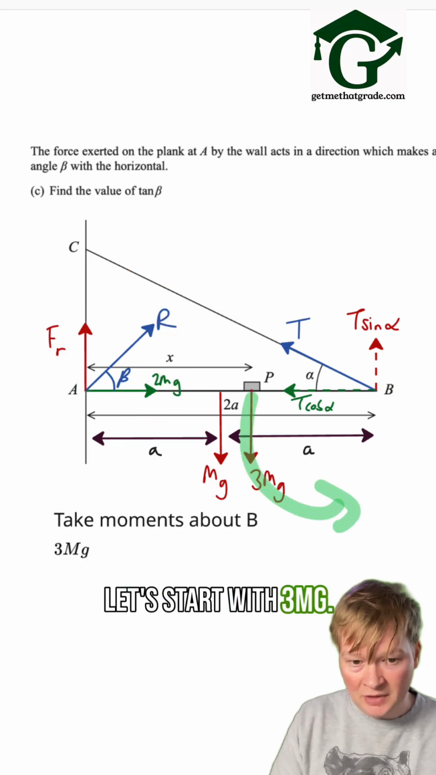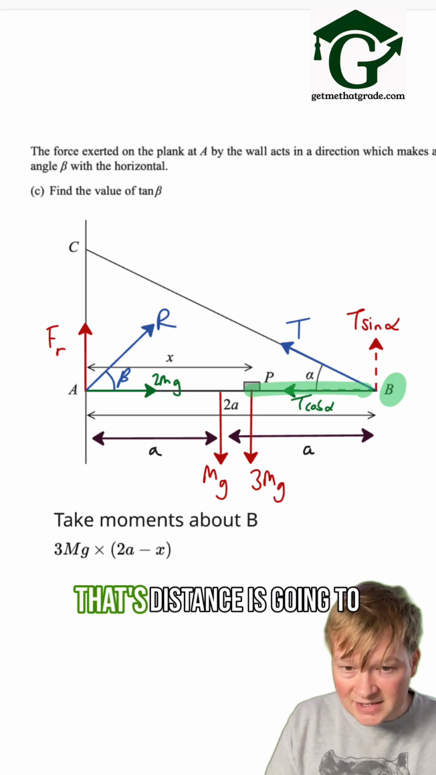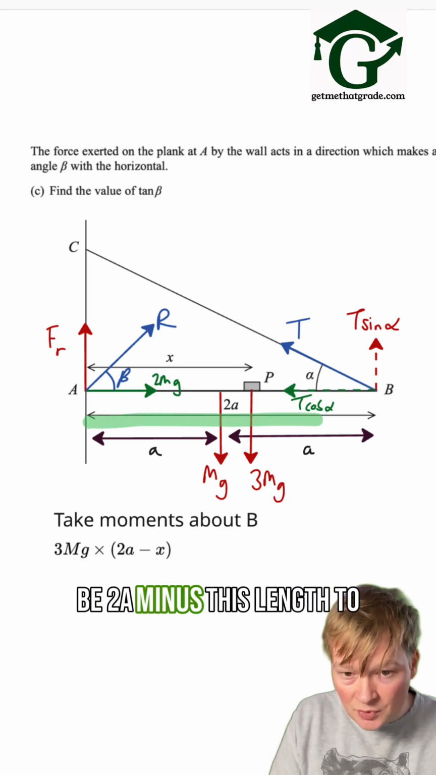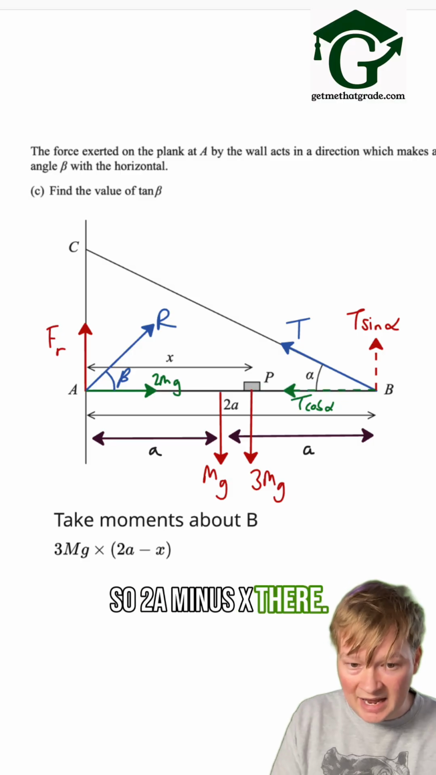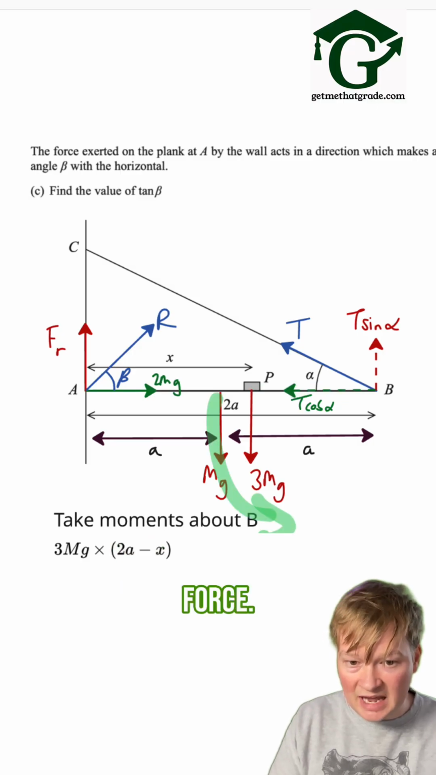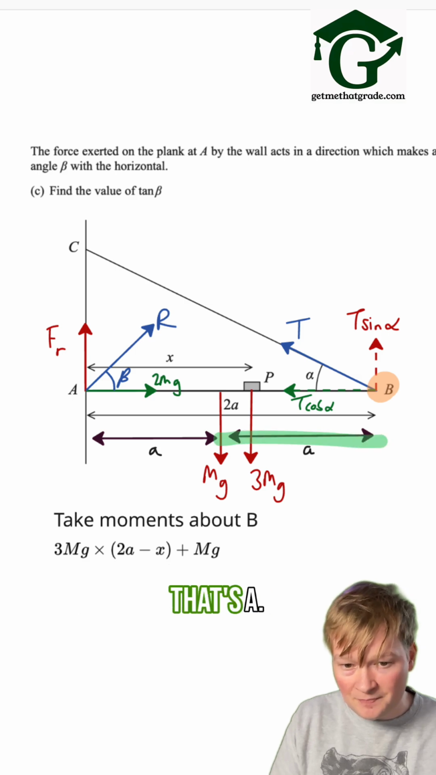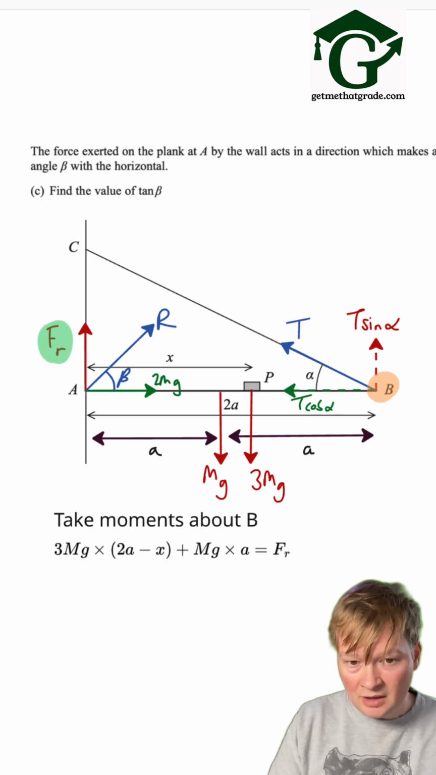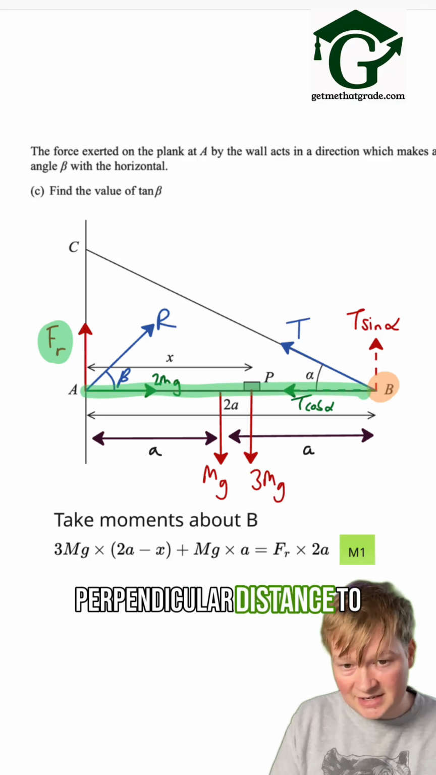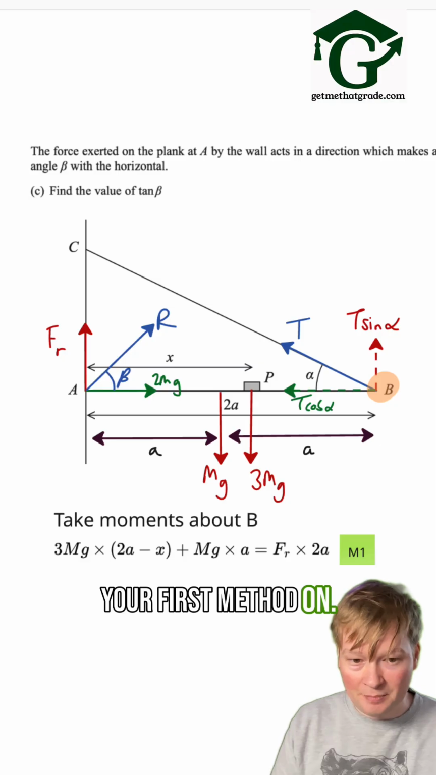Here we go, let's deal with those anti-clockwise forces. Let's start with 3 mg. So we've got 3 mg multiplied by its perpendicular distance to the pivot, which is B. That distance is going to be 2a minus this length, so 2a minus x there. Next, let's deal with this mg force. So we've got mg multiplied by its perpendicular distance to the pivot, that's a. And that equals the frictional force here multiplied by its perpendicular distance to the pivot. Remember, that was this length, 2a. If you get that far, you get your first method mark.